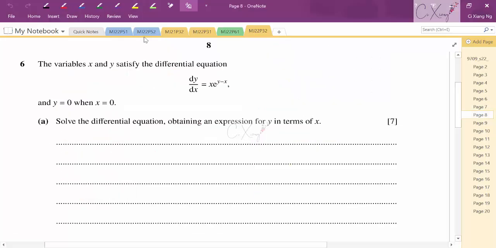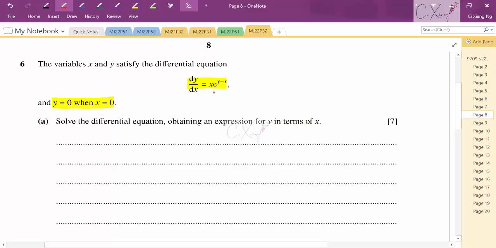Okay, so we come to question number 6. We have the variables x and y satisfying this differential equation. They give us one piece of information here, where y equals 0 and x equals 0. They want us to solve the differential equation, obtaining the expression for y in terms of x.